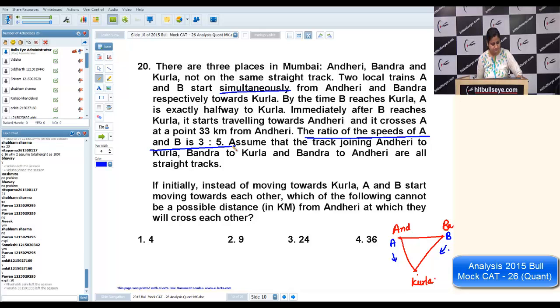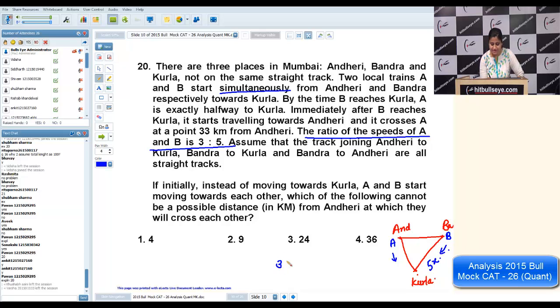Now, if the ratio of speeds of A and B is 3:5, it means if A has covered 3 units of distance, B will cover 5 units of distance in the same time. So, if I consider this distance to be 5x, I'm making use of ratio here. If I consider the Bandra and Kurla distance to be 5x that B train has covered, in that time A is exactly halfway between Andheri and Kurla.